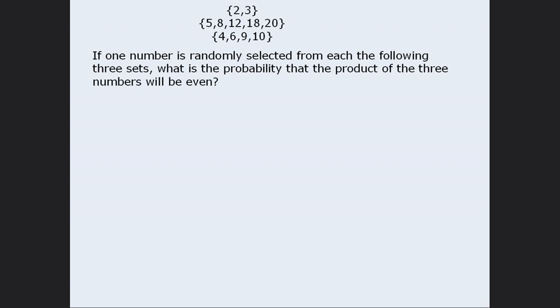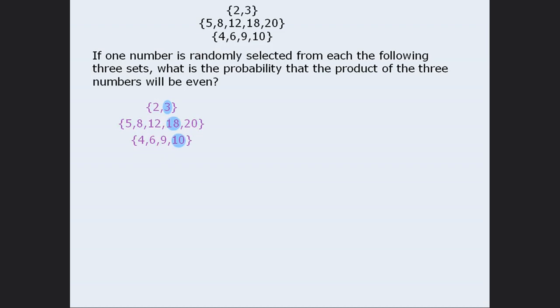Here we are selecting one number from each of 3 sets, and we want to determine the probability that the product of the 3 numbers is even. Now this question is very hard to answer without the use of complements. The difficulty lies in determining the number of selections that have an even product. Here are some possible outcomes where the product of the three numbers is even. As you can see, there are many such outcomes, so counting all of them might be difficult.